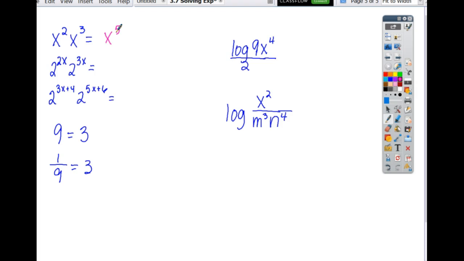Okay. So if I have x squared times x to the third, we got x to the fifth. Does it change if I add a variable here? So this would be 2 to the 5x. So what happens if I add 3x plus 4 and 5x plus 6? Does that change? We just add it all together, correct? So the 3 plus 5 is going to give me 8x, and the 4 plus 6 gives me 10.